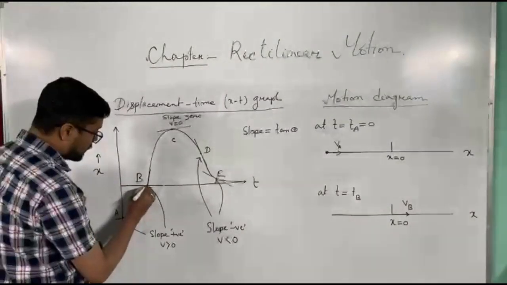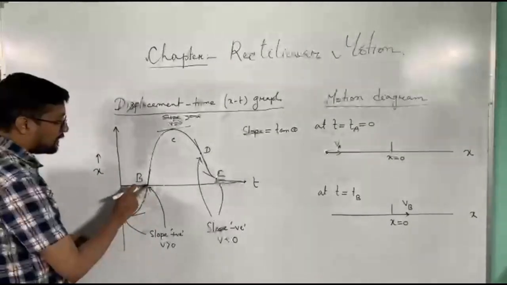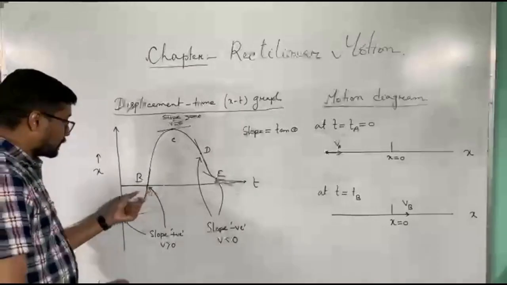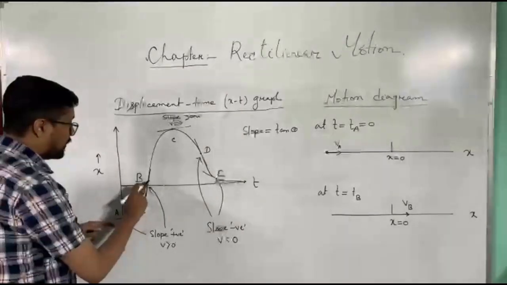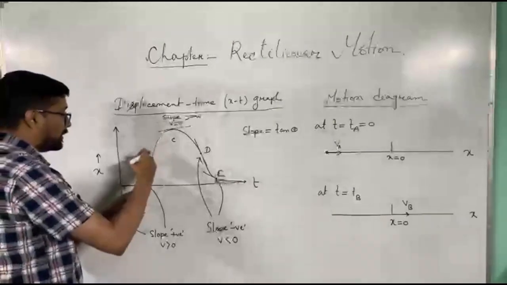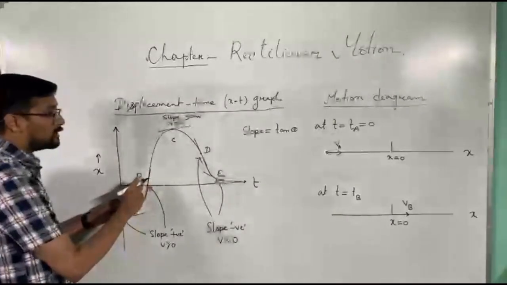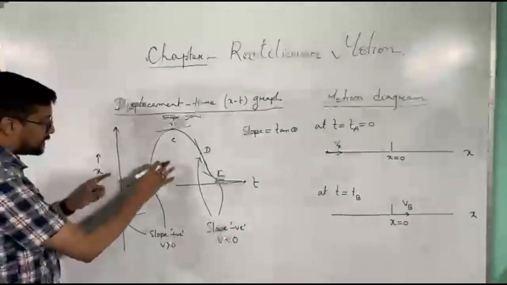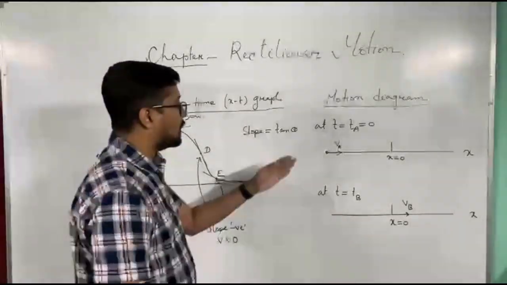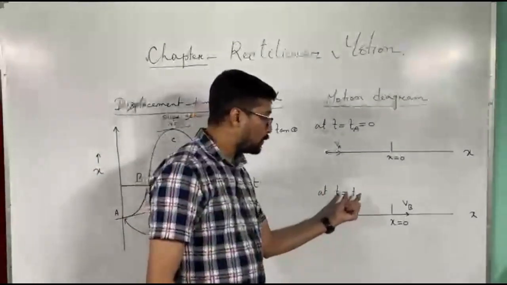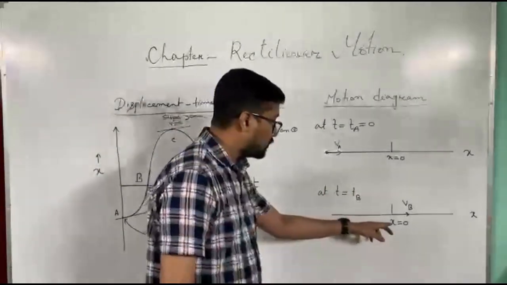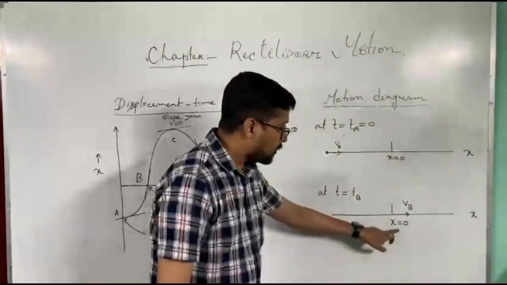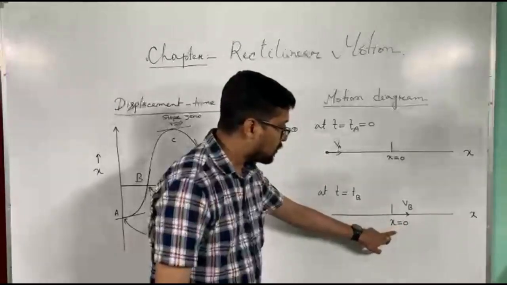Now here at t equal to tb, the object is at the reference point. The meaning is, if the object is moving further, it is moving towards the positive x direction from the negative x side. Now this situation can be explained from the motion diagram. At t equal to tb, the object is at x equal to 0, that is at the reference point, that is at the origin.